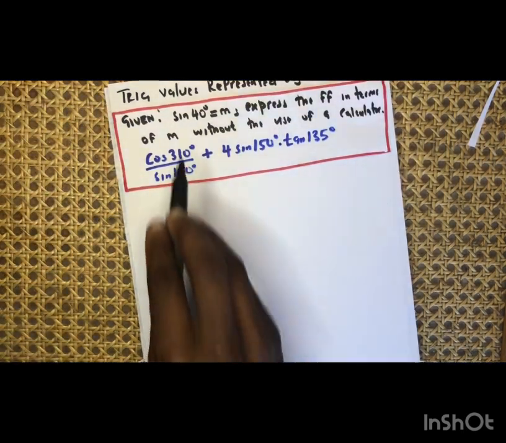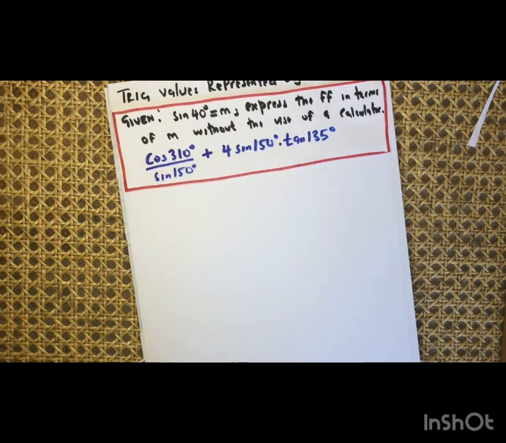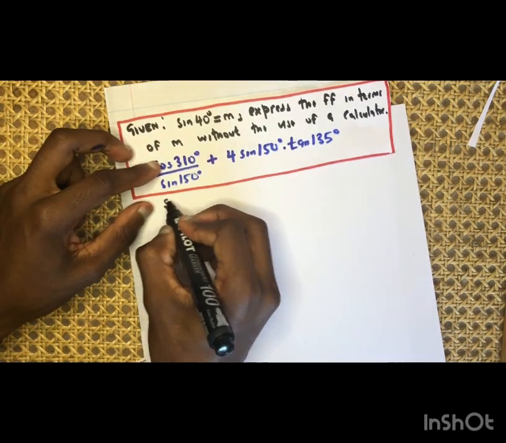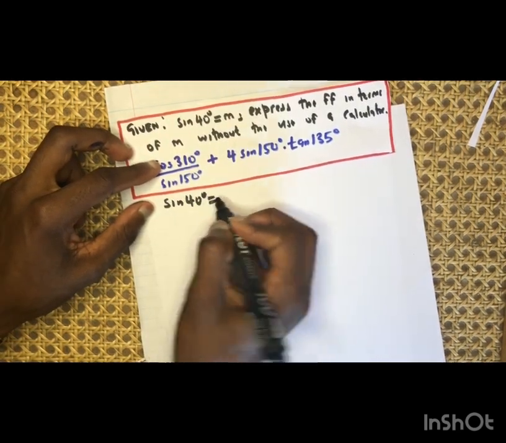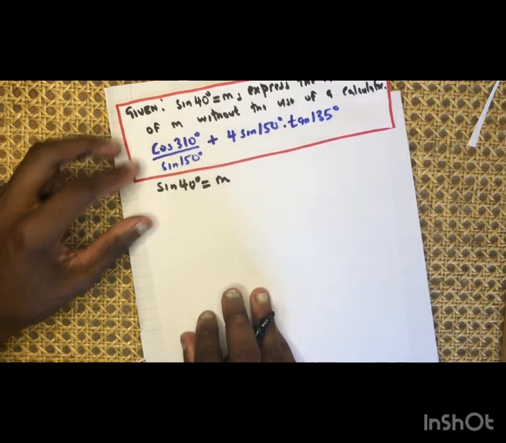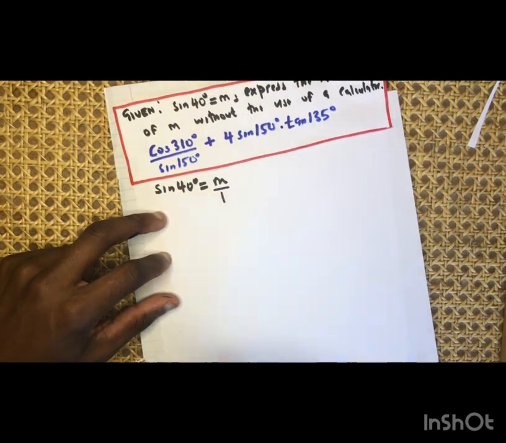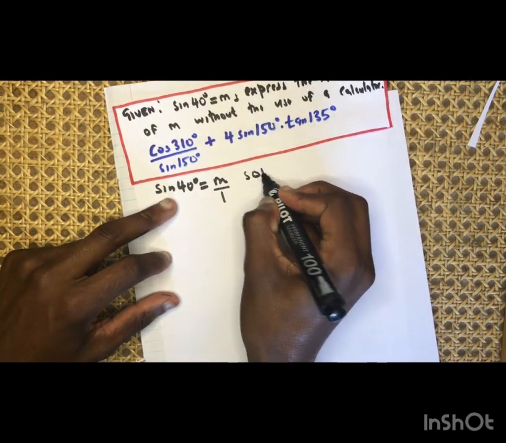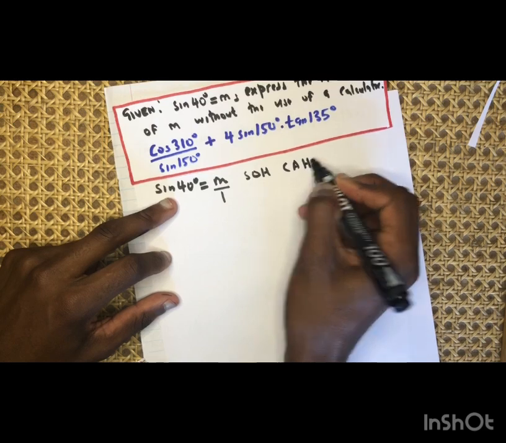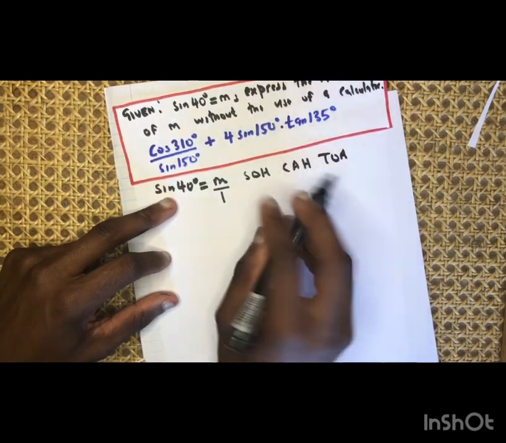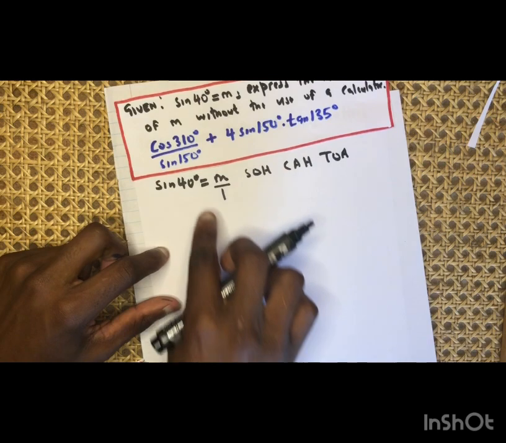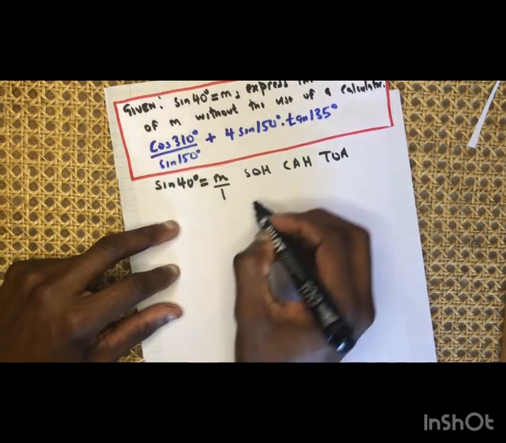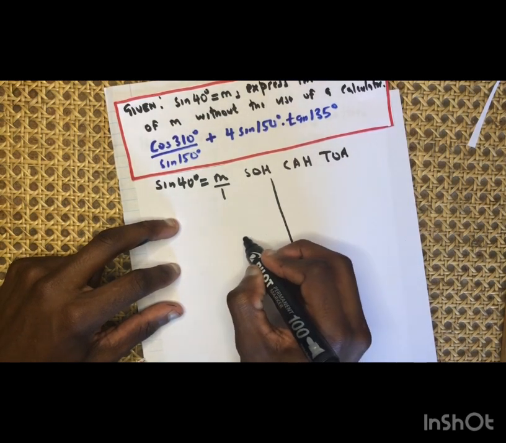Remember, good people, we are given here that sine 40 is equal to m. So I'm going to write here, sine 40 degrees is equal to m. So we know that here we have 1. By applying the trig definitions, SOHCAHTOA, we know that sine is opposite over hypotenuse, but I need to present this with the aid of a diagram. So I'm going to draw my diagram here.